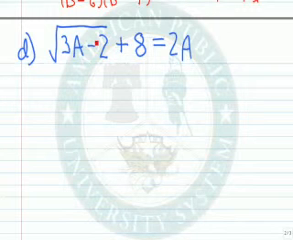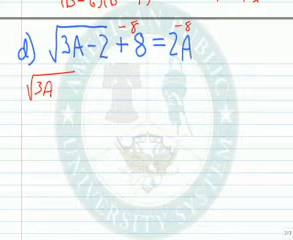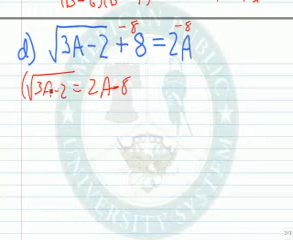Let's try one more like this. Notice the square root radical on the left is not by itself, so we need to begin by subtracting 8 from both sides of the equation. So we have the square root of 3a minus 2 equals 2a minus 8. In order to get rid of the square root, we square both sides.